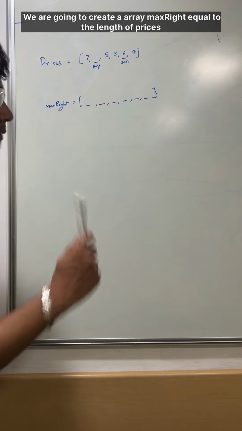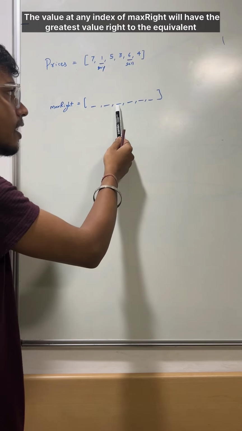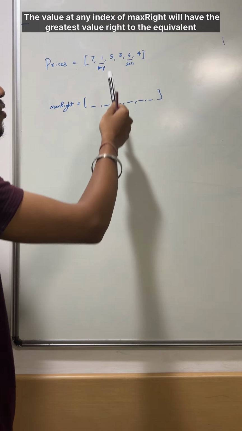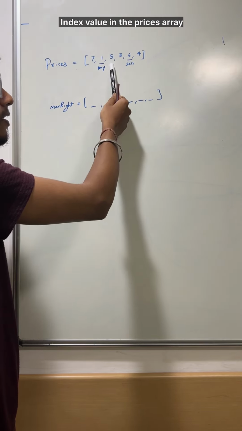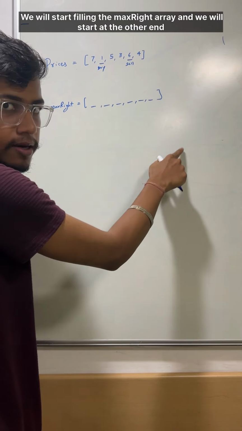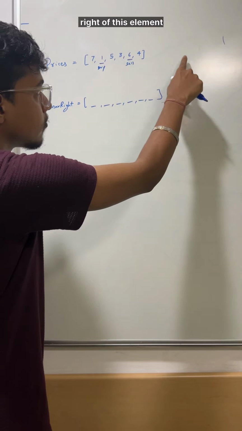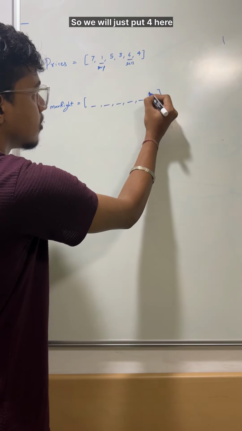We're going to create an array called maxRight, equal to the length of prices. The value at any index of maxRight will be the greatest value to the right of the equivalent value in the prices array. I'll explain in a moment. We'll start filling the maxRight array from the other end. The value in the prices array at the equivalent index is 4 and there is nothing to the right of this element. So we'll just put 4 here.